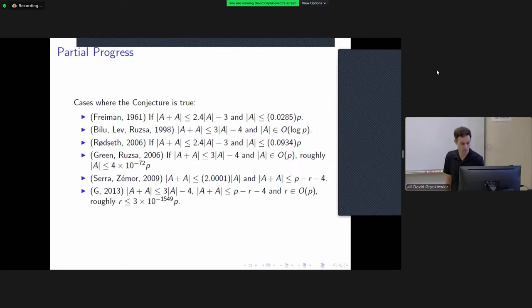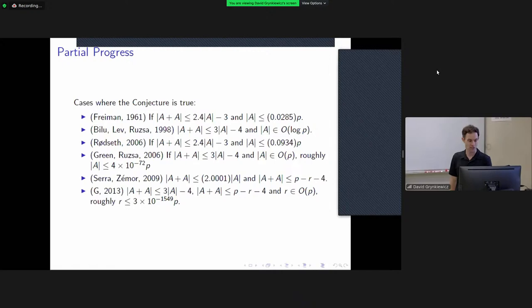In a related result, there's another result of mine which, when you first look at it, says you can get doubling constant 3k minus 4 and you can get density p minus r minus 4. So it's basically the whole conjecture, but you have to add one extra restriction. So it's not the whole conjecture. You need R to be dense inside P. The density bound says R has to be no more than some really small constant times P, 3 times 10 to the negative 15, 49, and just a rough estimate, it's going to be minuscule.